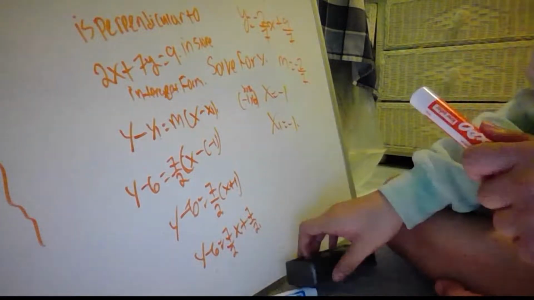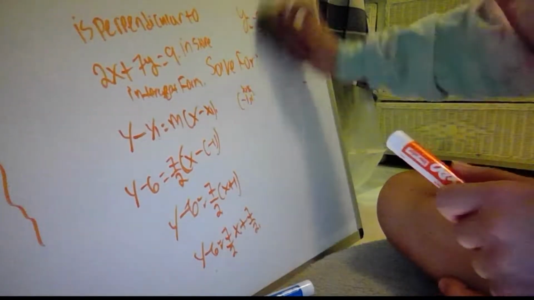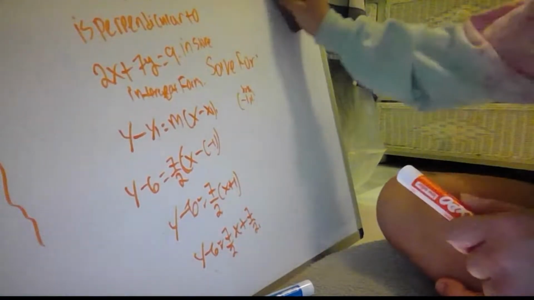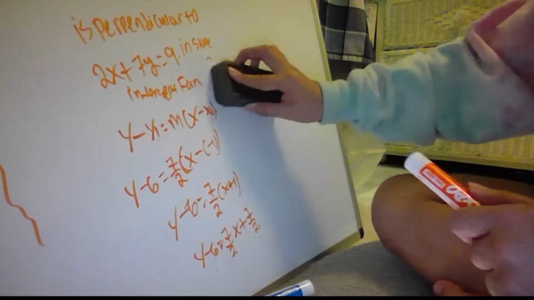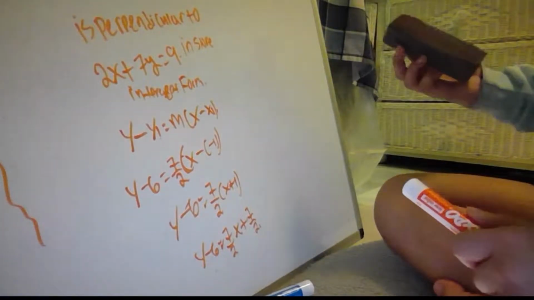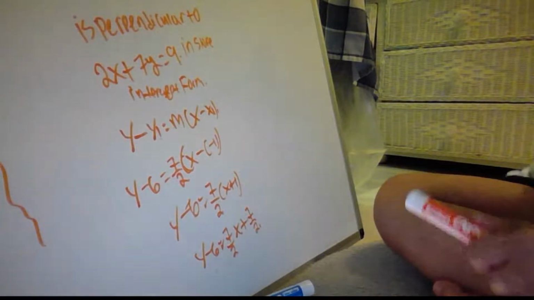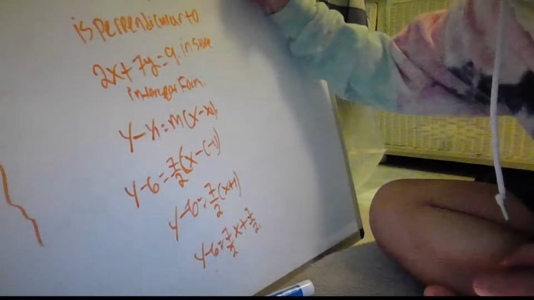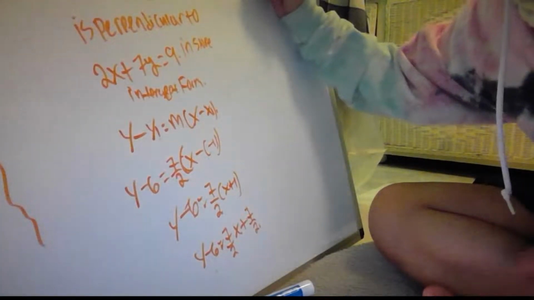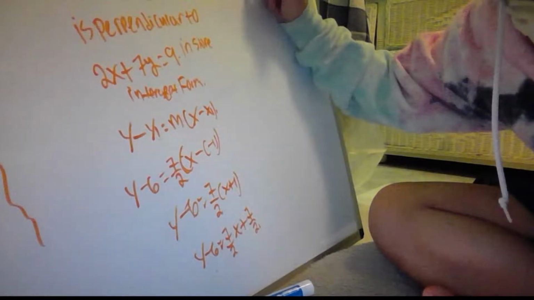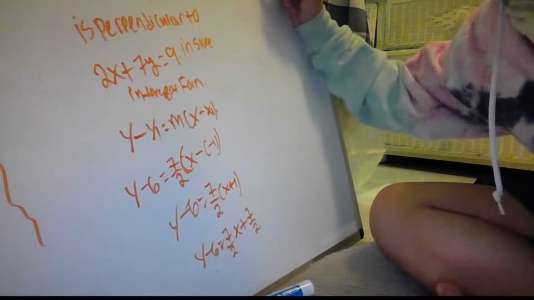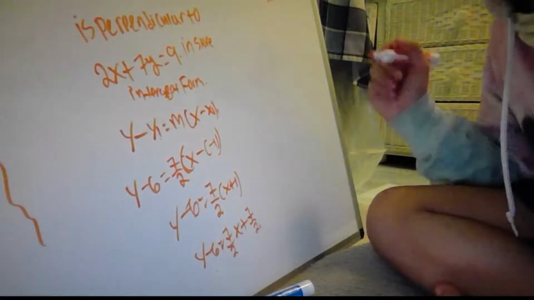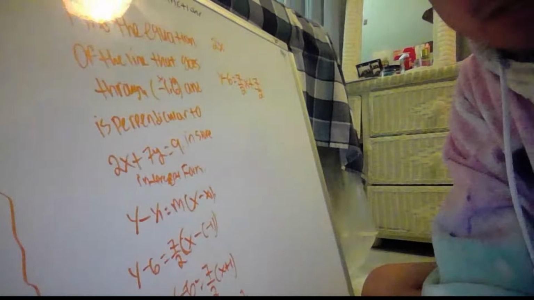I'm just going to go ahead and erase this part, because we already have that part. That part's already done with. So then we have y minus 6 equals 7 halves x plus 7 halves, right? Oops. Y'all can't see that.